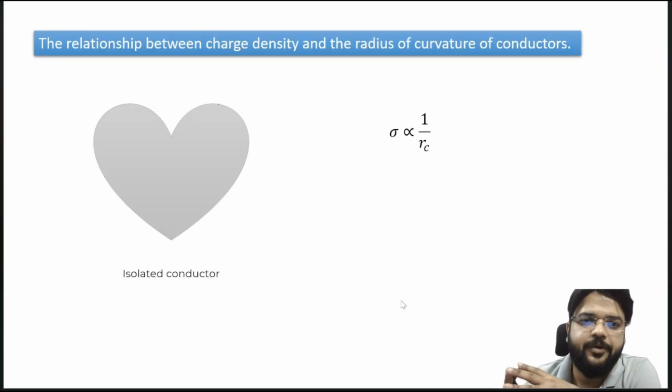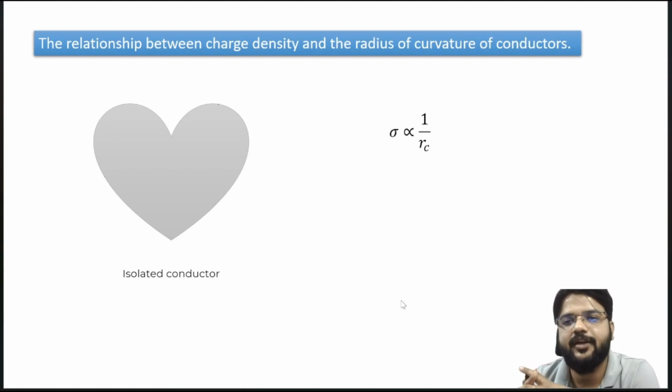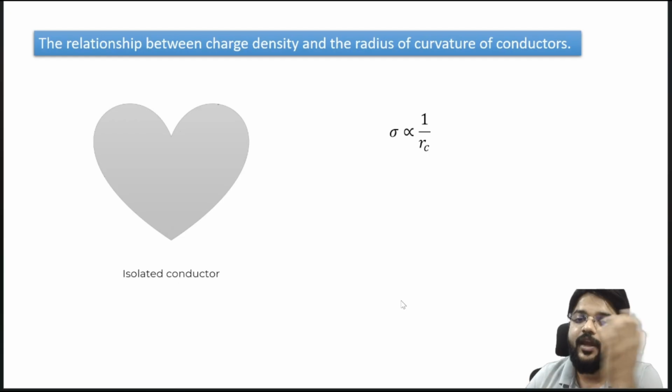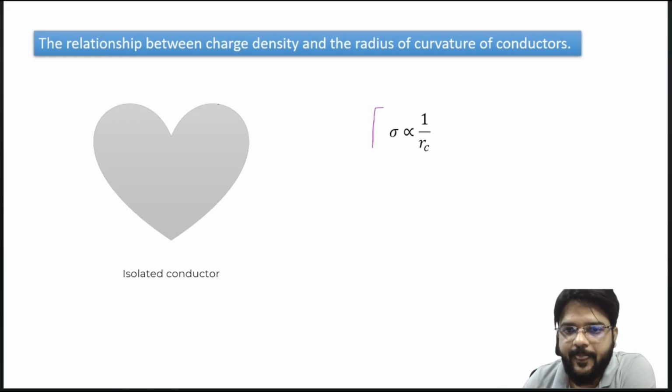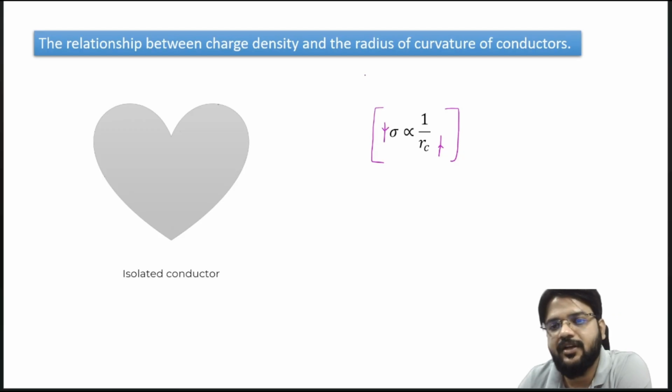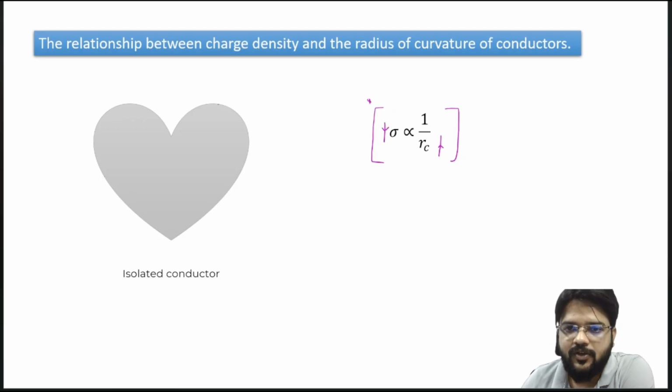Let's see the next topic, everyone. Relationship between charge density and radius of curvature of the conductor. So here we have a relation, everyone, between the radius of curvature and the charge density. So we can see it here. If the radius of curvature is greater, then charge density will be less because we have an inverse relation between these both. So keep this relation in your mind, everyone. It is important.